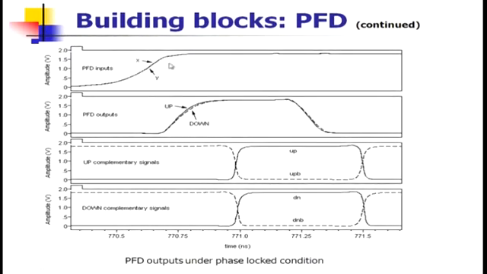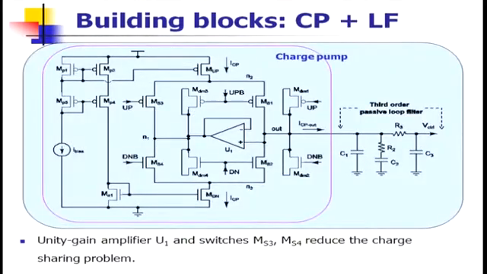So, under locked condition, you are seeing that both the reference frequency and the divider frequency are matched, but there is a fine difference because of the charge pump current difference. Now, this is the building block of the charge pump and the loop filters. This is the loop filter design and this is the charge pump, and you know that this is the up bit and this is the down bit.